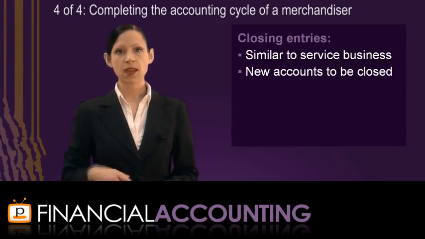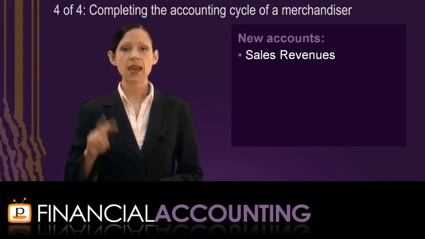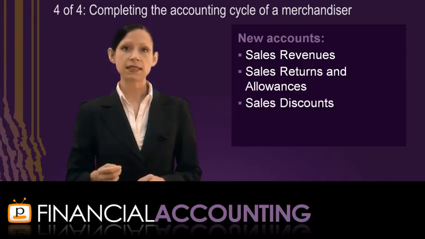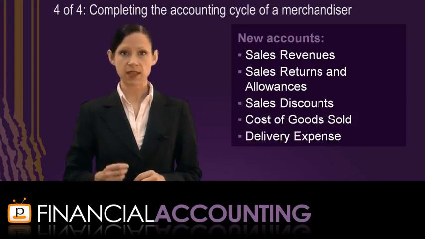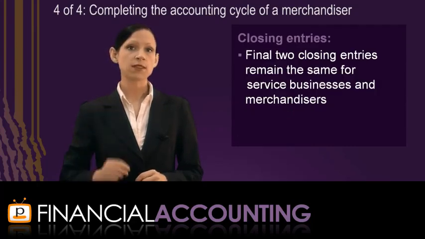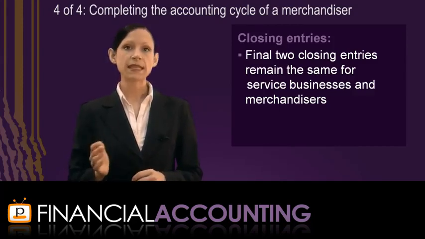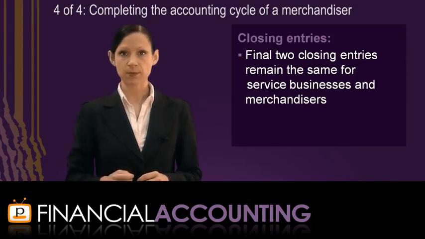be closed. In the first closing entry that closes all temporary accounts with a credit balance to the income summary account, the only difference is that the merchandiser uses the sales revenues account rather than the revenues account used by a service business. In the second closing entry, all temporary accounts with a debit balance are closed to the income summary account. The new accounts closed here include sales returns and allowances, sales discounts, cost of goods sold, and delivery expense. The final two closing entries to close the income summary account to equity and then close the withdrawals account to equity remain the same for both service businesses and merchandisers.